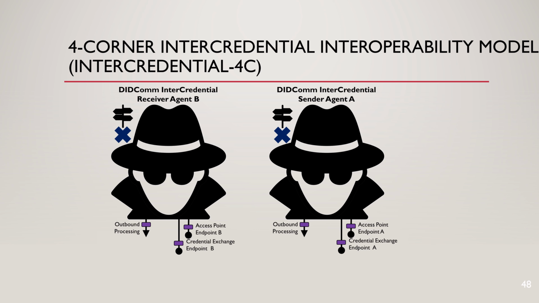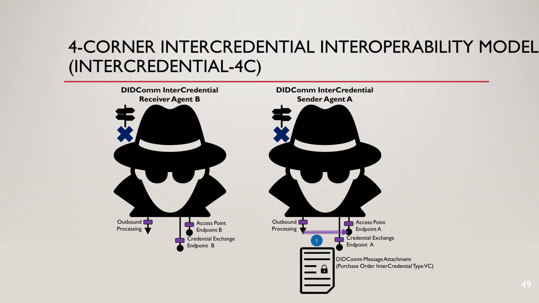And so that leaves us with the four-corner InterCredential interoperability model under the guise of the DIDCOM agent logical composition model. We end up with two agents, conceptually architected and designed the same. They have two endpoints, an access endpoint and a credential exchange endpoint. So let's step through the previous scenario where the sender on the right wants to send an invoice to the receiver on the left.